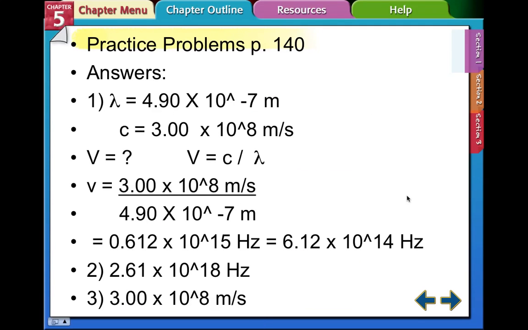Okay, go to page 140 of your textbook, and you need to work through those practice problems based off of velocity, speed of light, and wavelength. And there is an example in the book for you, and I have put number 1 as an example for you as well.